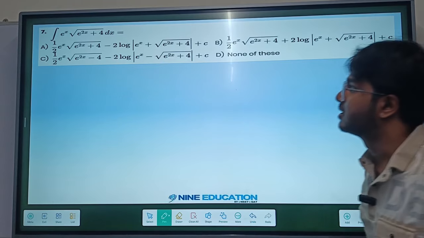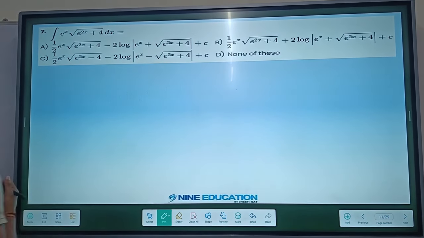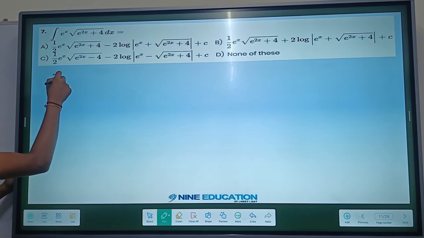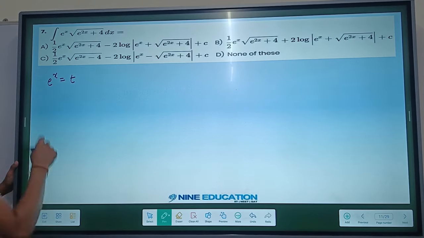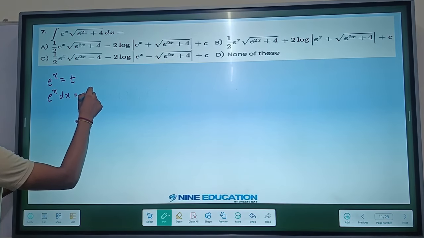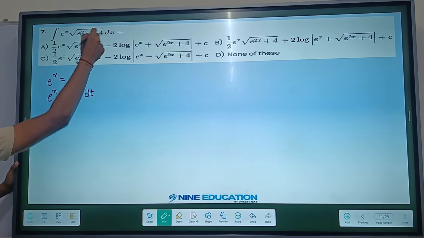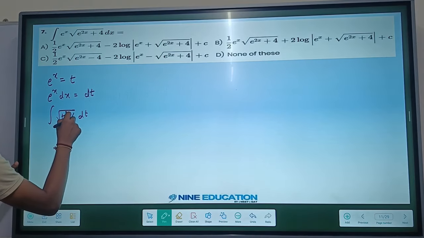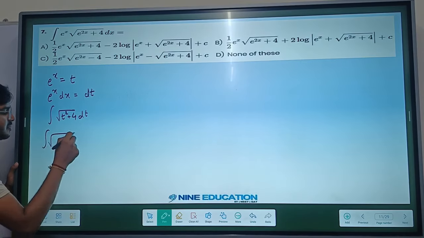Okay, next question of indefinite integration: integration of e power x root of e power 2x plus 4 dx. To simplify it further, what we can do is take e power x as t. Why? Differentiation of e power x dx would be equal to dt. So what will we get? e power x dx is dt. This is under root of t square plus 4. Now we have to remember the formula.